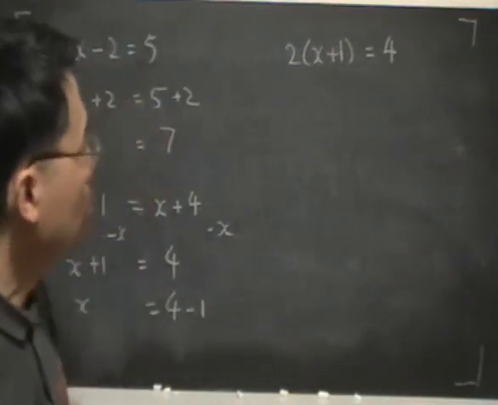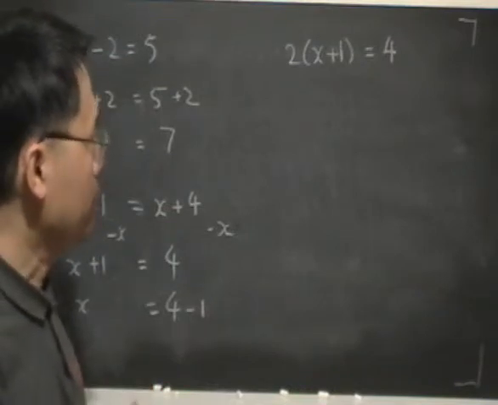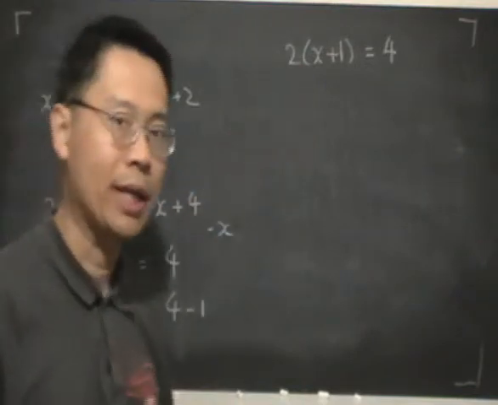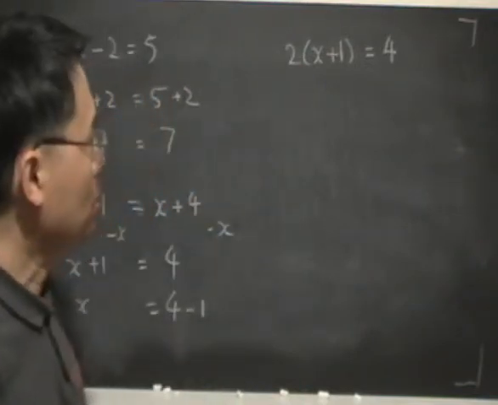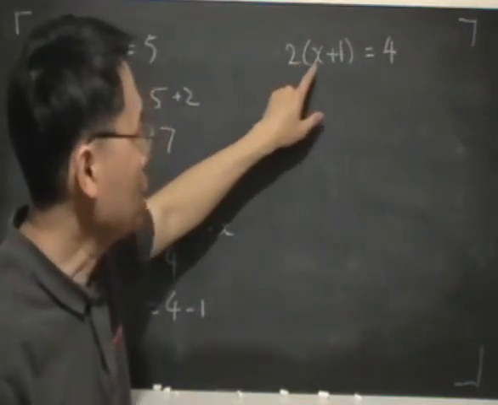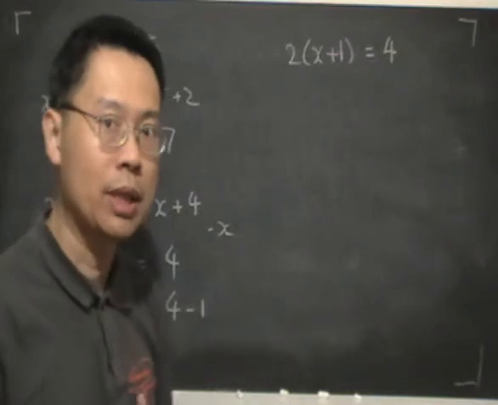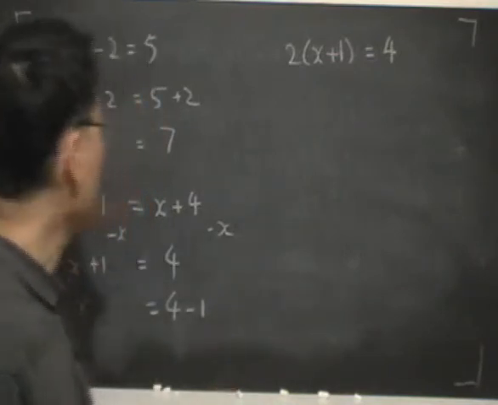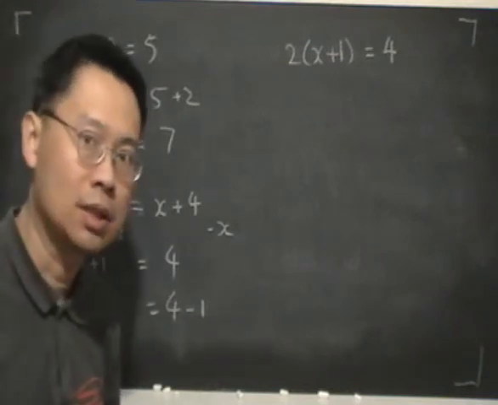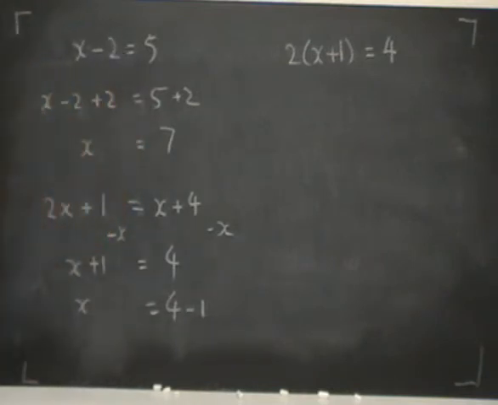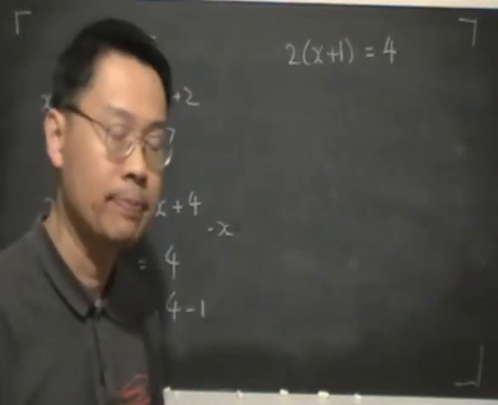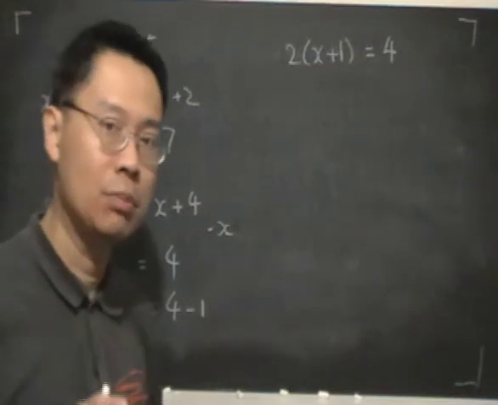One way is to remove the bracket. We know how to remove the bracket. Just multiply the number outside the bracket by each term in the bracket. And then it would look just like the earlier example. Now I'm going to do it in a slightly different way, which would actually make it simpler.